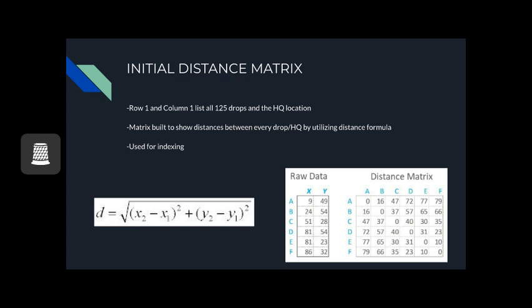To create this distance matrix, we essentially put the drop IDs along row 1 and column 1 of an Excel table, and then we calculated all of the distances between the drops and also the HQ location using the distance formula below and to the left. Below and to the right, you can see an example of raw data and a distance matrix. It's unrelated to our project, but this is exactly what ours ended up looking like. It's just impossible to put inside the presentation because of the massive size of the file.